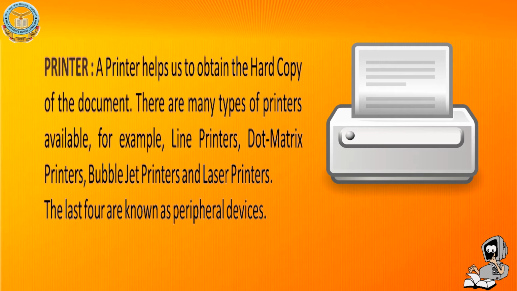Printer is an output device which is used to print information on paper. There are two types of printers, impact printers and non-impact printers. A printer helps us to obtain the hard copy of the document. Taking a printout on paper with the help of a printer is what we call a hard copy. There are many types of printers available, for example, line printers, dot matrix printers, bubble jet printers and laser jet printers. The last four are known as peripheral devices.